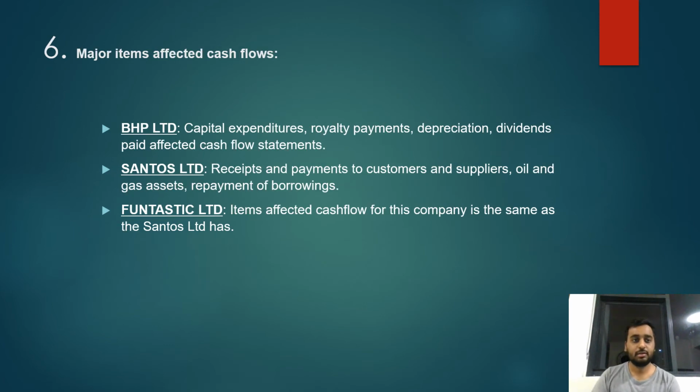If we go to the next point, number 6, major items affected cash flow. For BHP Limited, capital expenditures, royalty payments, depreciation, and dividends paid affected the cash flow statements. For Santos Limited, receipts and payments to customers and suppliers, oil and gas assets, and repayments of borrowing. For Fantastic Limited, the items affecting cash flow are the same as Santos Limited. So Santos Limited and Fantastic are both the same.